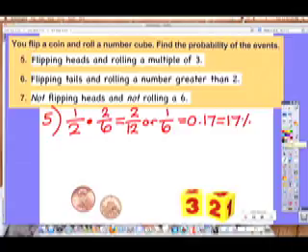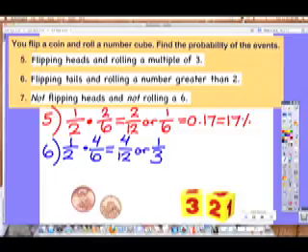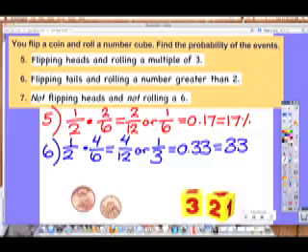Number 6, what's the fraction for flipping tails? 1 out of 2. Rolling a number greater than 2. How many are there? 3, 4, 5, 6. So there'd be 4 of them, right? 4 out of 6. Top times top is 4. Bottom times bottom is 12. Or you can simplify it to 1/3. Another one that I have memorized. Does anybody have this memorized yet? I just know that it repeats. Round to the hundredths. So you get 33%. How many of you got that one? Yes, more of you.